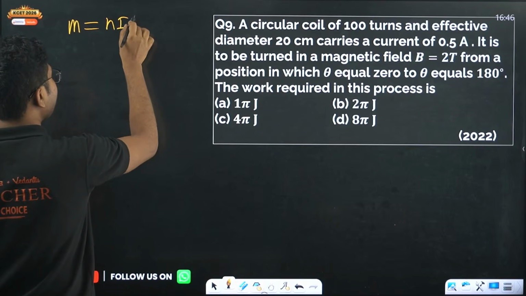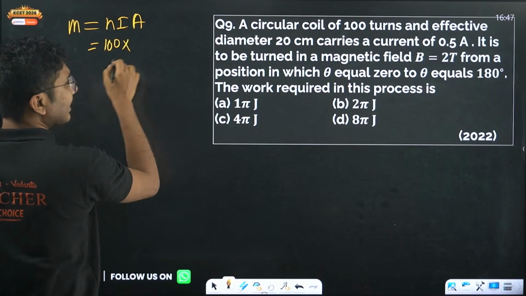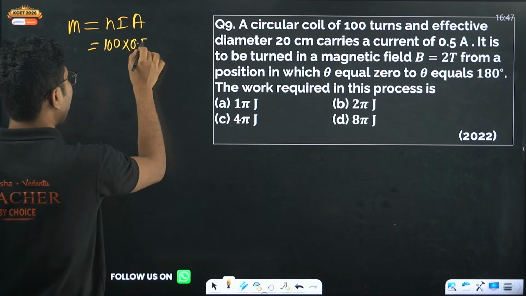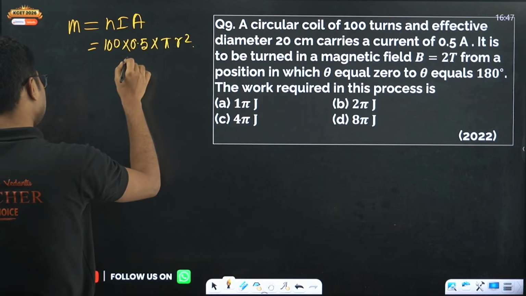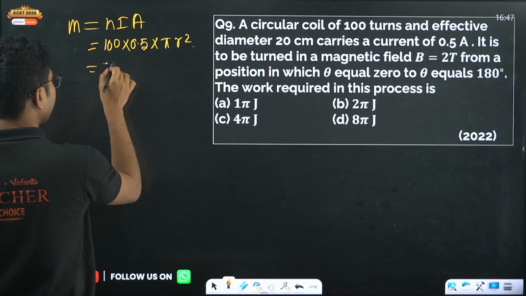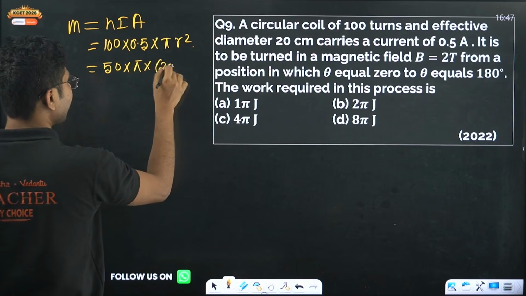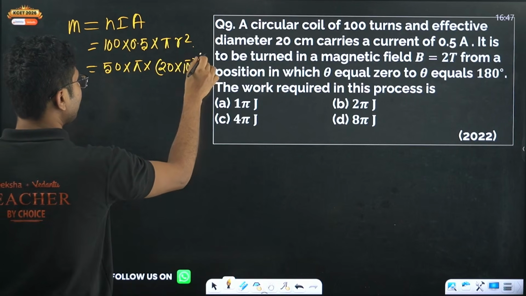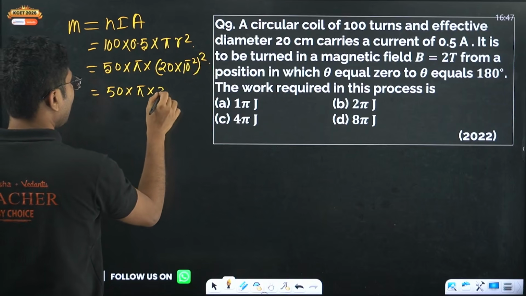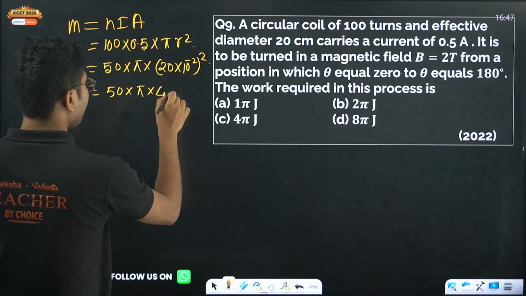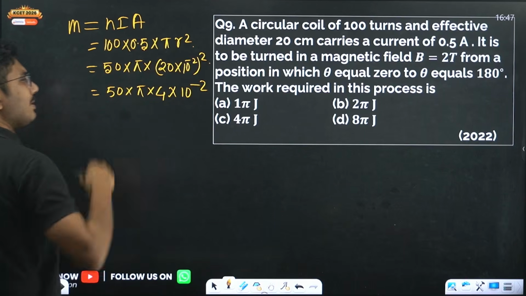Number of turns is 100, current carrying is 0.5, and area is pi r square. So it will be 0.5 into 100 is 50 into pi, and r square, with r as 20 centimeter, so 20 into 10 to the power of minus 2 whole square, that will be 50 into pi into 4 into 10 to the power of minus 2. If you just calculate it properly, you will get this.